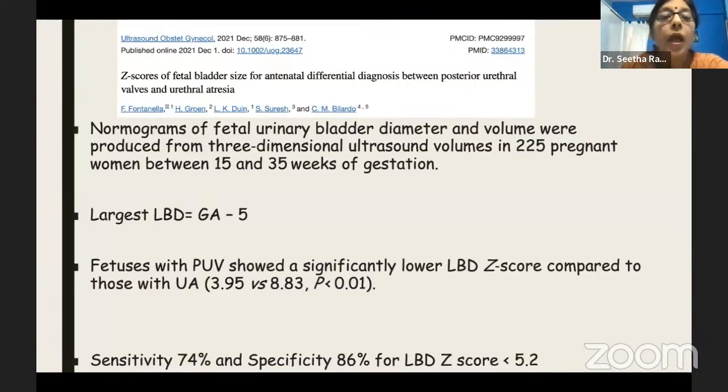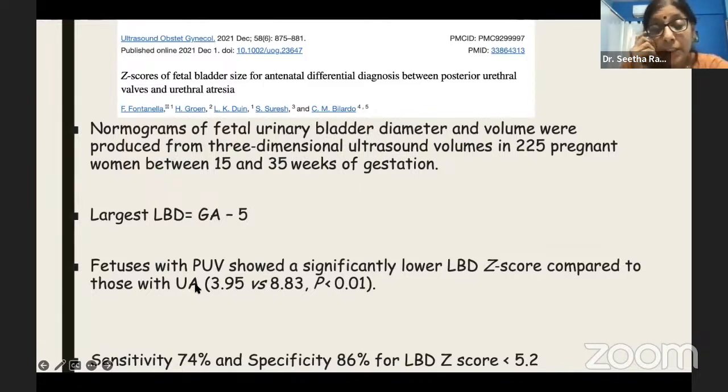Now, this is from our own Dr. Suresh sir, who has been part of this study for differentiating between posterior urethral valves and urethral atresia, where they have come up with Z scores of the fetal bladder size, and they have come up with nomograms for the fetal urinary bladder diameter and volume between 15 and 35 weeks of gestation.